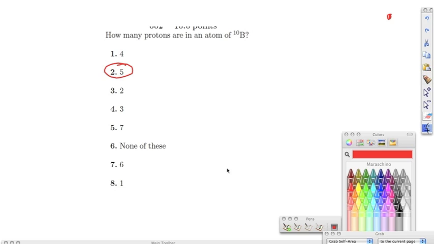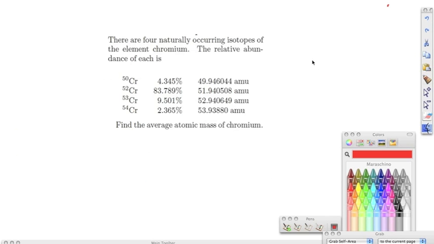number of protons. All right, guys, working on number 4, it says there are 4 naturally occurring isotopes of the element chromium. The relative abundance of each is given, we have the percentages over here, and we have our AMUs by the side. It says find the average atomic mass of chromium.